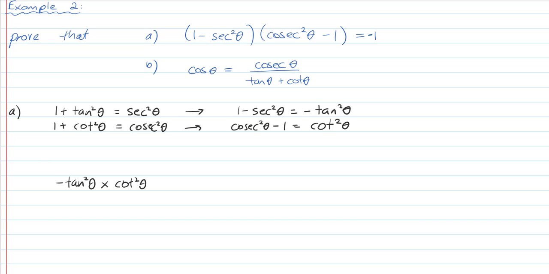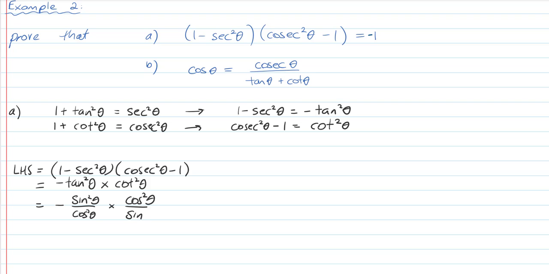So I'm going to start with left-hand side is equal to 1 minus sec squared theta times cosec squared theta minus 1, and that's equal to negative tan squared theta times cot squared theta, and that's equal to negative sine squared theta over cos squared theta times cos squared theta over sine squared theta. Cancel, cancel, cancel, cancel. That is equal to negative 1, which equals the right-hand side of my renewed question, as we expected.